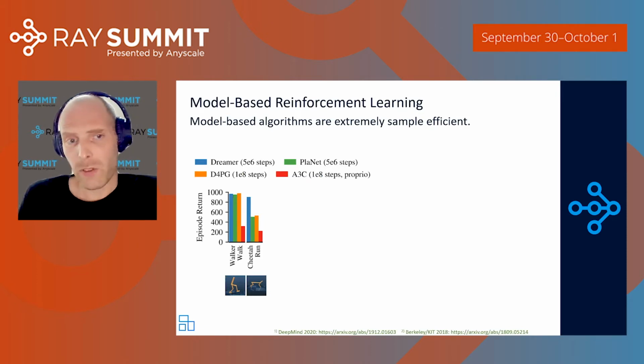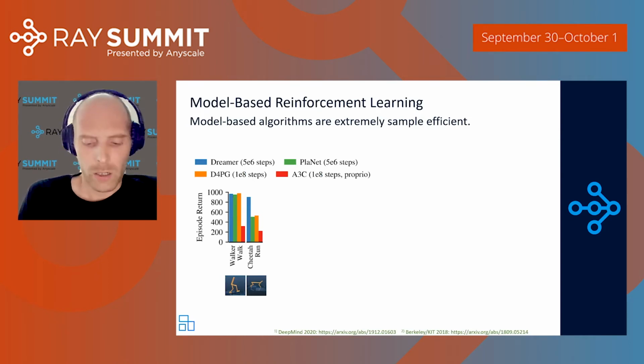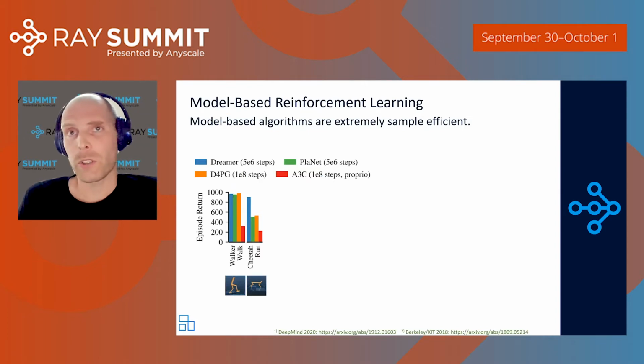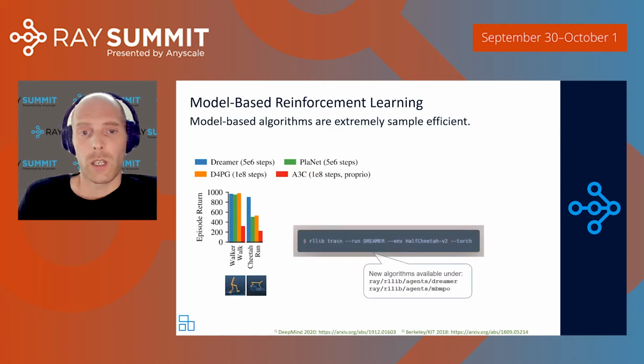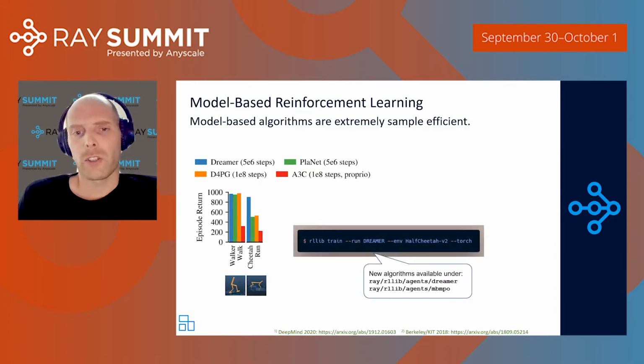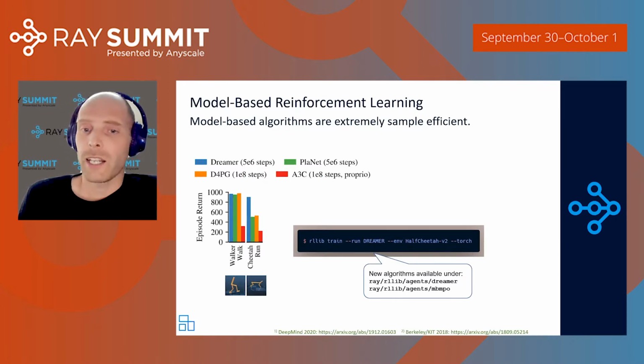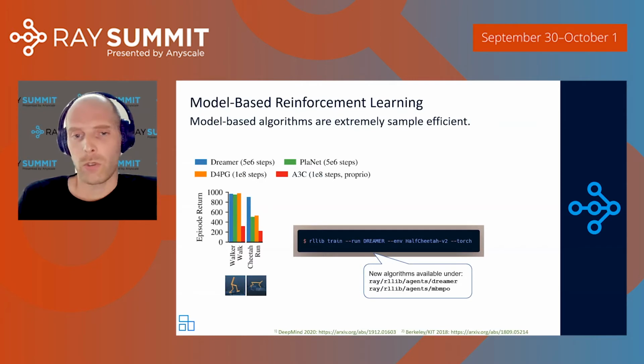If you have a very expensive environment, something that's very expensive to simulate, you may want to take a look at model-based reinforcement learning and at RLlib's algos here. And again, this is an example command line that you can run after you've installed RLlib. And the algorithms reside under these two directories here inside the repo.